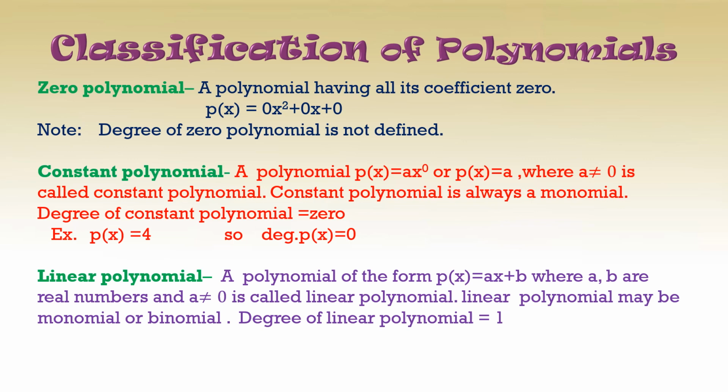Now a linear polynomial can be a monomial also, with one term, or a binomial, with two terms. A constant polynomial is always a monomial, it has only one term. And a linear polynomial can be a monomial or a binomial, it can have one term or two terms. And the degree of a linear polynomial is always 1. So these are some examples. It can be 4x, it can be 3 by 2 x plus 1.